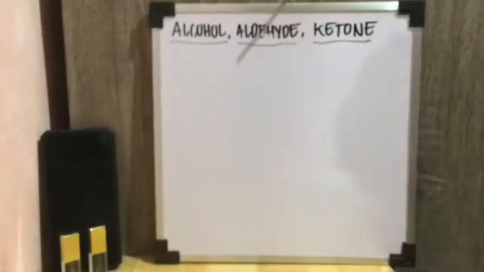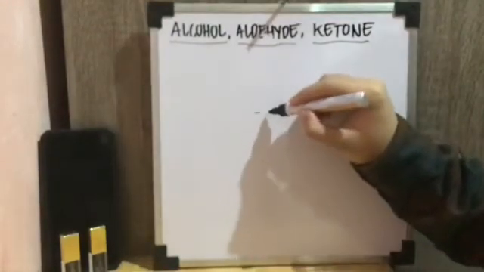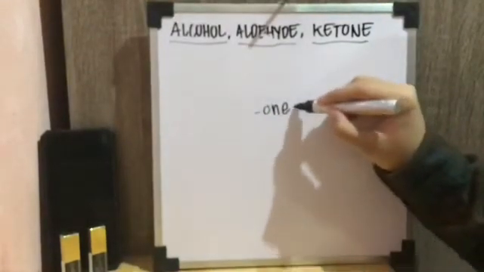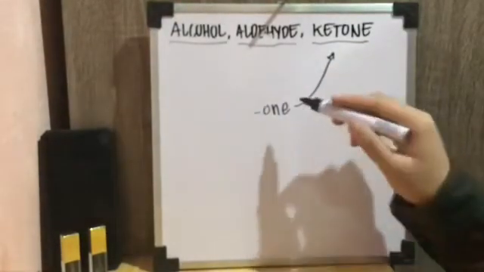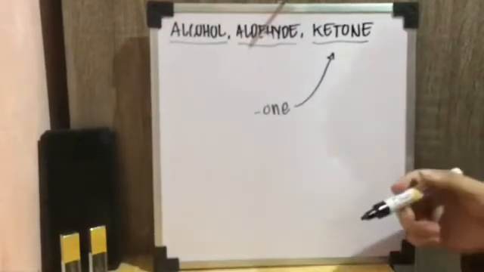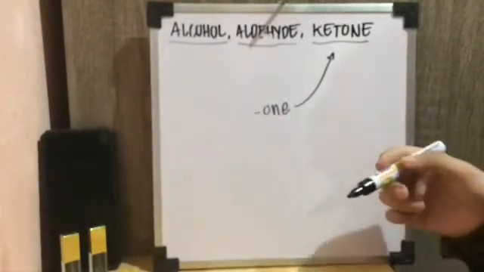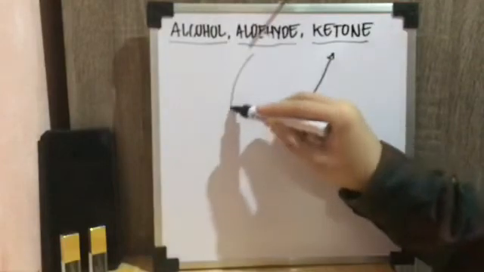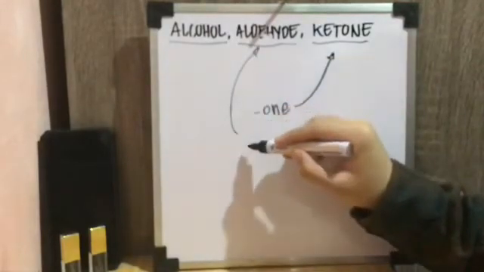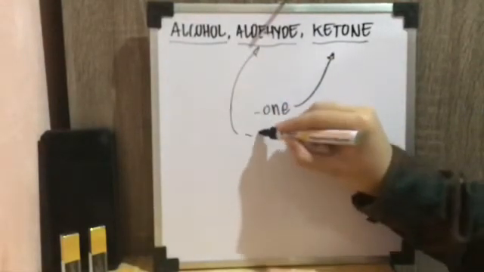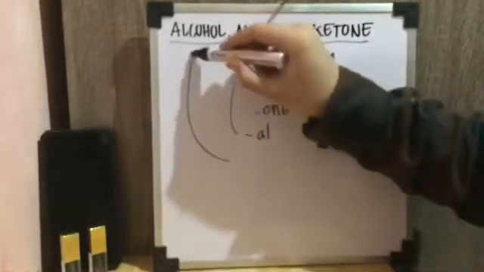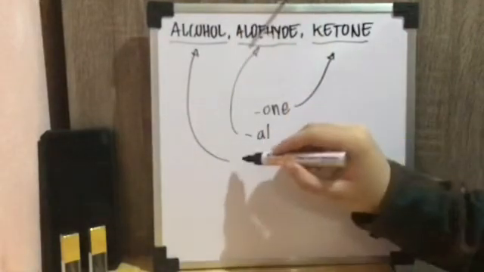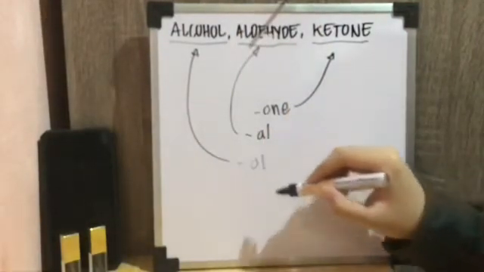When you're going to be naming ketones, you use the suffix "-one", as the name suggests. It is a ketone. So this will be your main suffix when you're going to be naming ketones. Just to review, if you're going to be naming aldehydes, you use the suffix "al", and for alcohol, you will be using the suffix "ol".